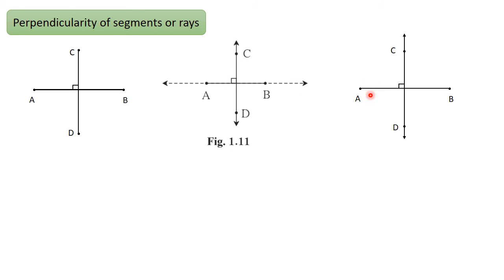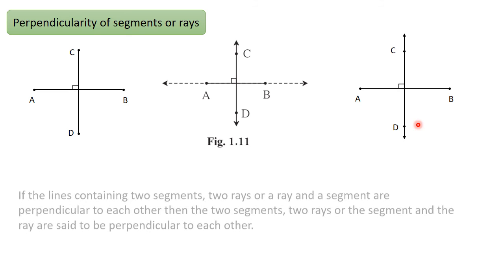And in the third case, what can you see? Segment AB is there and line CD is there. Why is this segment AB? Because there are no two arrows, there are two end points. That's why this becomes segment AB. And this perpendicular line becomes a line because it has two arrows on both sides. So in the first case, both of them are segments which are perpendicular. In the second case, both of them are lines. And in the third case, it is a segment and a line.